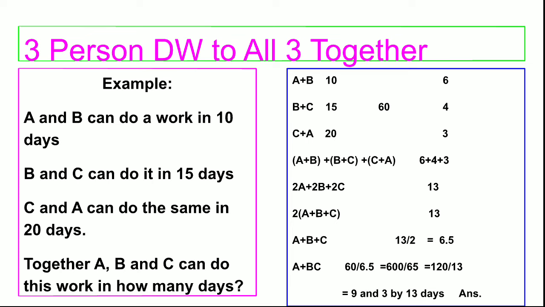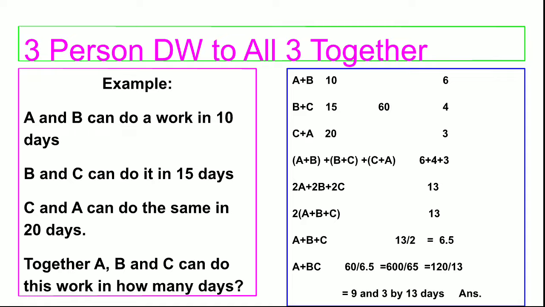So for the values 10, 15 and 20, I have taken the LCM as 60. So 60 divided by 10 gives efficiency 6, 60 divided by 15 gives efficiency 4, and 60 divided by 20 gives efficiency 3. Now adding all three together, A plus B, B plus C, C plus A, and adding efficiencies 6 plus 4 plus 3.